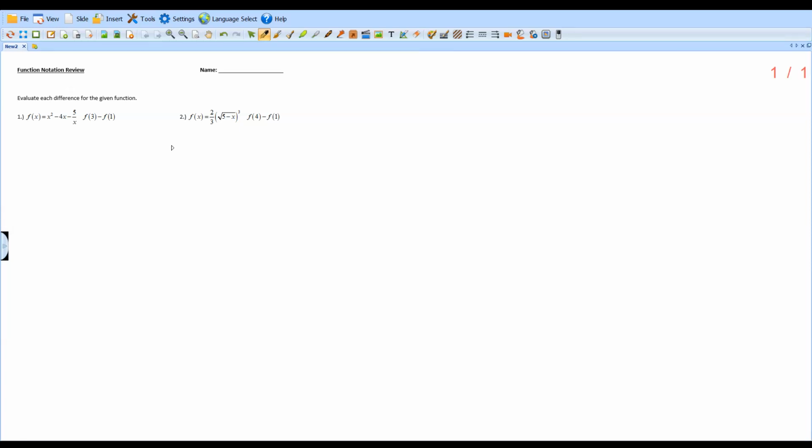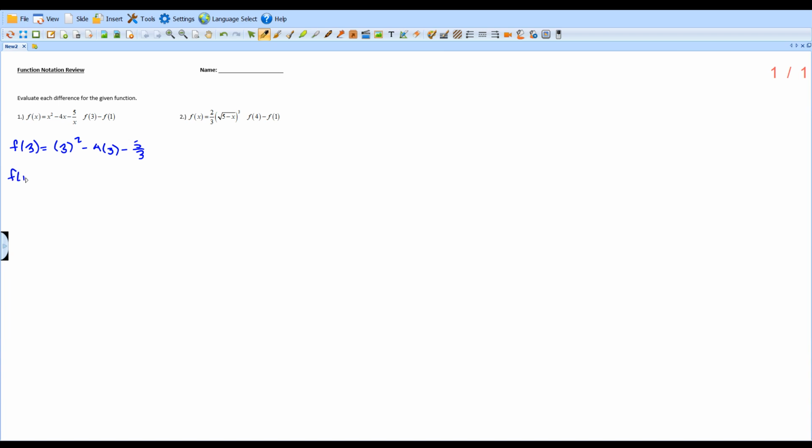Function notation, and I'm just going to do the first two problems from the worksheet. If I have f of x is equal to x squared minus 4x minus 5 over x, and what I'm asking for is f of 3 minus f of 1, remember that f of 3 means that we're going to substitute 3 into this function. So for f of 3, I'll have f of 3 equals 3 squared minus 4 times 3 minus 5 over 3. So this is giving me just the f of 3 portion of this.